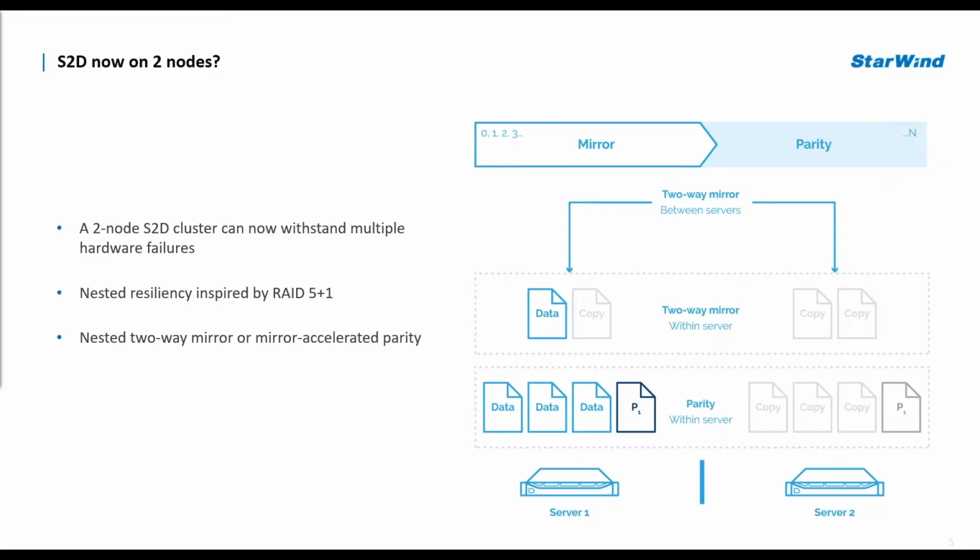So Microsoft introduced nested resiliency, apparently inspired by RAID 5+1 configuration, but it works in 2 modes. So first of all, we have the nested two-way mirror, which basically allows us to create the mirror on the local server storage plus the mirror between the participating hosts.